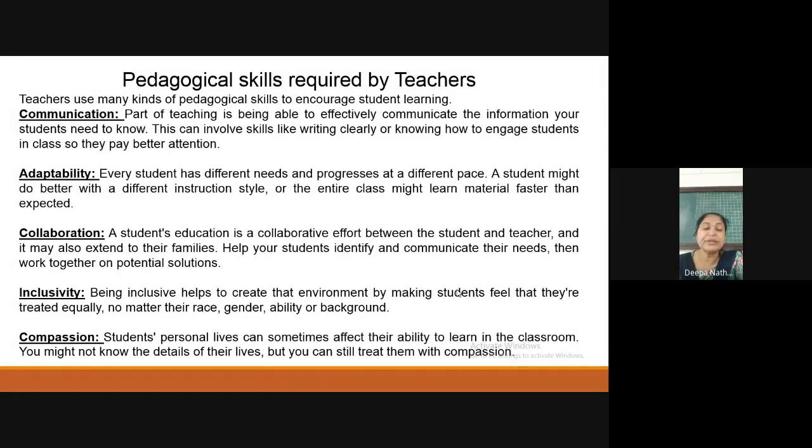Collaborative effort between the student and the teacher is very important. Keep the inclusivity burning between the students so they will come back to your class. Otherwise, no one will come. Compassion, students' personal lives can sometimes affect their ability. Yes, unless you know what is going on at the back of their minds or in their personal lives, we don't generate compassion towards them. If I know a particular situation of a particular child, monetarily or physically or mentally, I become more compassionate and develop compassion towards the child. Okay, can we go to the next slide, please?